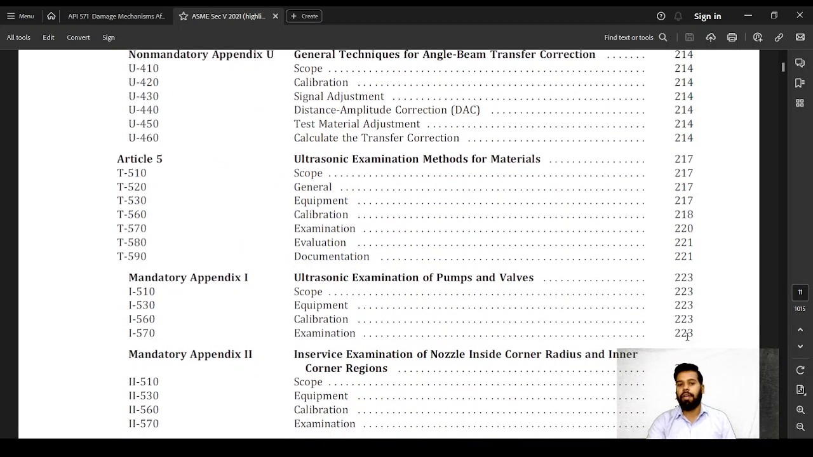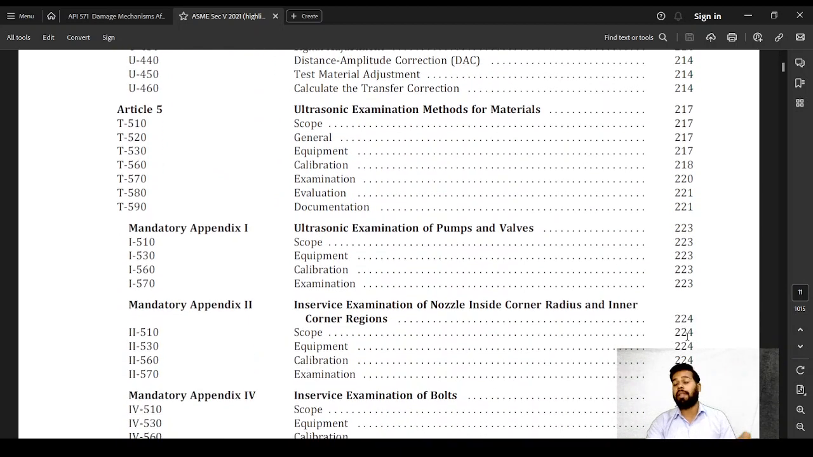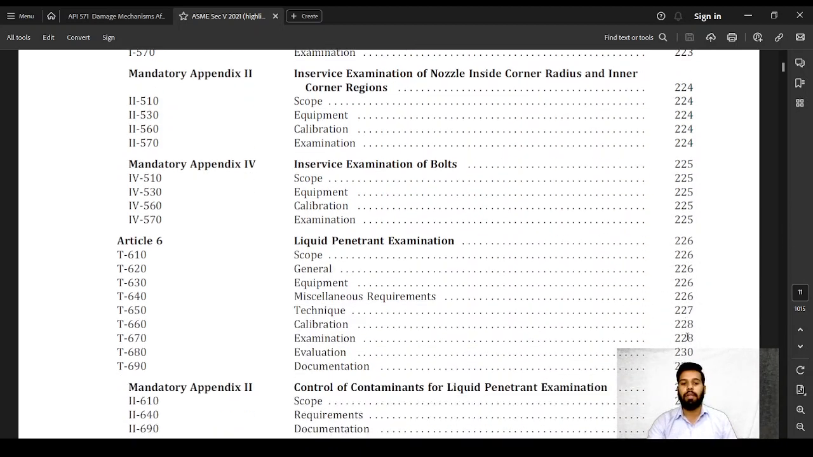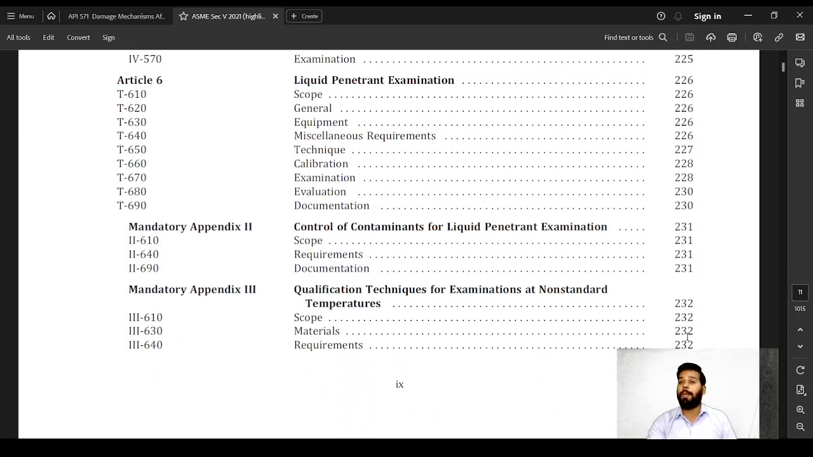So Article 5, ultrasonic examination methods for materials. If you want to do material examination, plate examination, or thickness monitoring, in that case Article 5 would be referred to. But if you want to do weld examination, then Article 4 of ASME Section 5 would be preferred. Next, Article 6 is liquid penetrant examination.